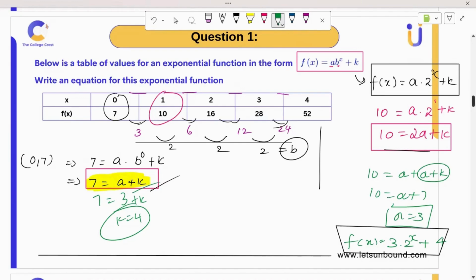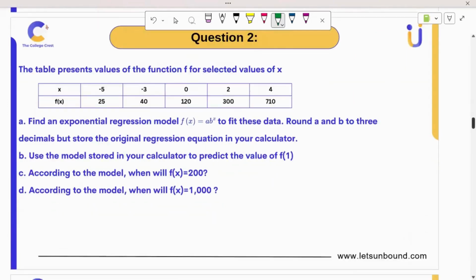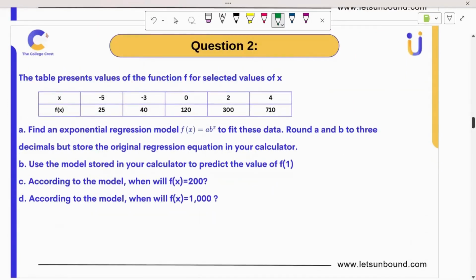Right? So next one, question number 2. The table presents values of the function f for selected values of x. Find an exponential regression model to fit this data. Round a and b to 3 decimals, but store the original regression equation in your calculator. Use the model stored in your calculator to predict the value of f of 1. According to the model, when will f of x be 100? When will f of x be 1000? So we are going to use Desmos here. You can pause the video and get your Desmos now.